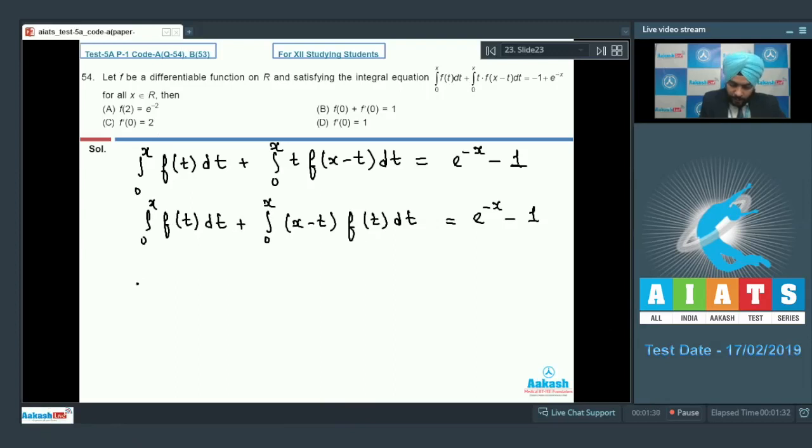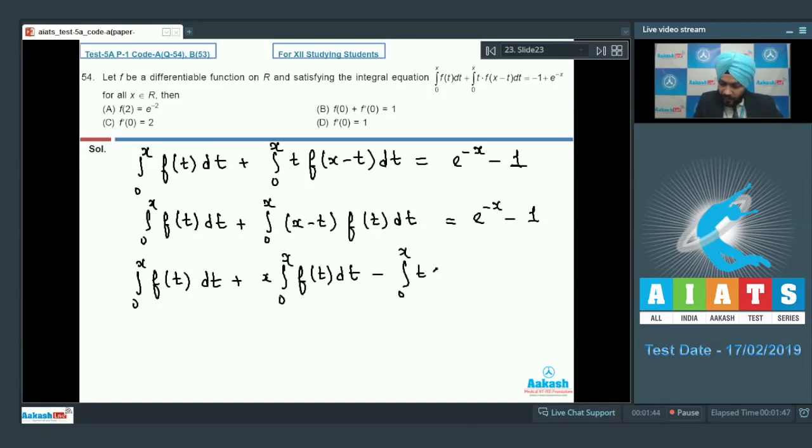So separating the terms, we have 0 to x f(t) dt plus x into integral 0 to x f(t) dt minus integral 0 to x t f(t) dt is equal to e raised to the power minus x minus 1. So students, this is the equation in x variable. We can differentiate it with respect to x.